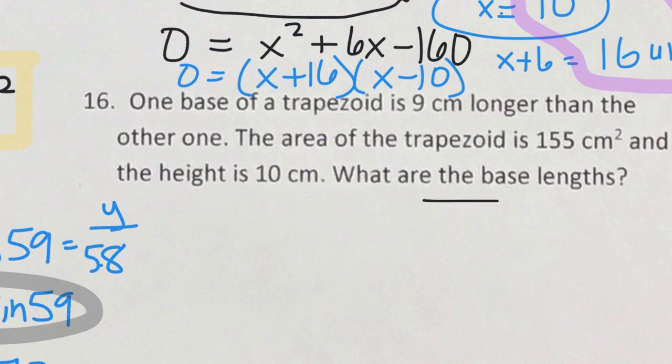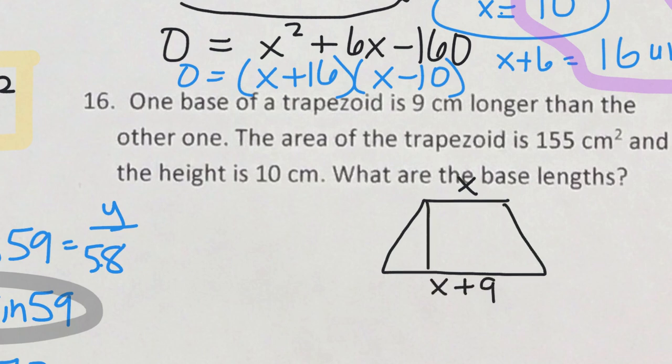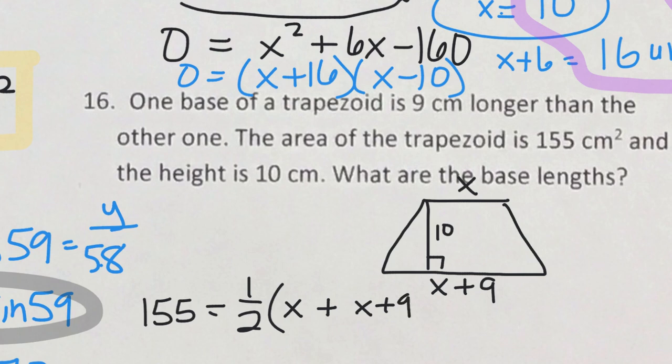So once again, we have a base of x and a base of x plus 9. And it has a height of 10, and we know the area is 155. So we're going to use our trapezoid formula. 155 equals half of x plus x plus 9, because you add your bases together, and we times it by the height of 10.